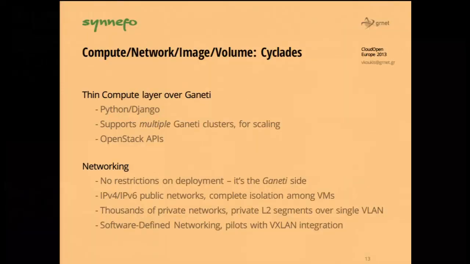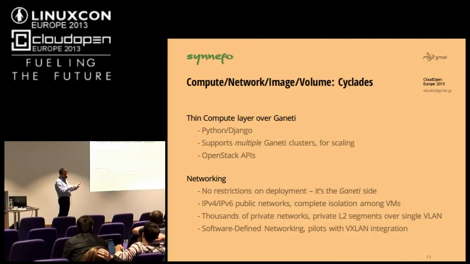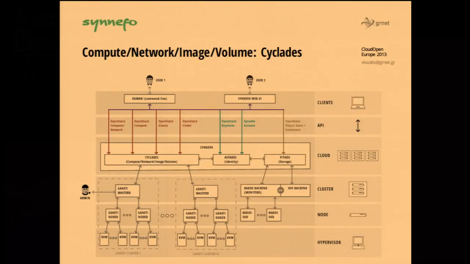Our compute component is a thin layer written in Python and Django over Google Ganeti, over multiple Google Ganeti clusters. All the networking implementation is a separate pluggable part that's implemented with scripts around Ganeti. We've actually tested and run in production either virtual networks as distinct physical VLANs, virtual networks over a single VLAN with filtering based on MAC addresses. That's a nice hack. And we've also integrated a custom VXLAN solution, again, without Cyclades, the compute part, knowing. It's all pluggable inside Ganeti. So the compute part, yes?